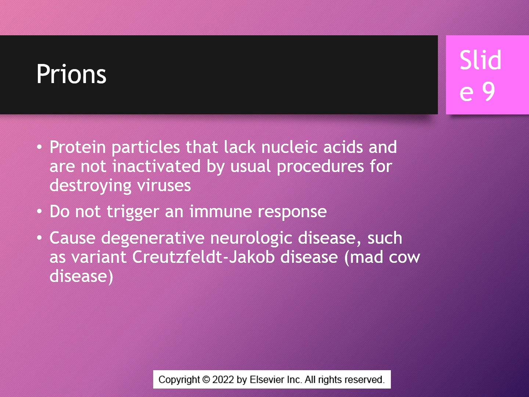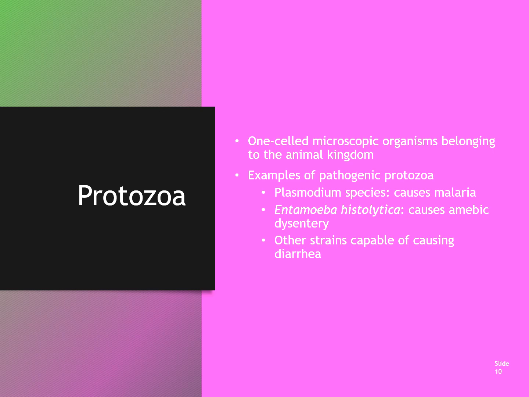Prions are protective protein particles that lack nucleic acids and are not inactivated by usual methods for destroying bacteria or viruses. They do not trigger an immune response, but cause degenerative neurologic disease, such as variant Creutzfeldt-Jakob disease. This is a human version of mad cow. Protozoa are one-celled microscopic organisms belonging to the animal kingdom and can be parasitic in nature. Some protozoa cause malaria, while others cause amoebic dysentery. Other strains are capable of just causing diarrhea.